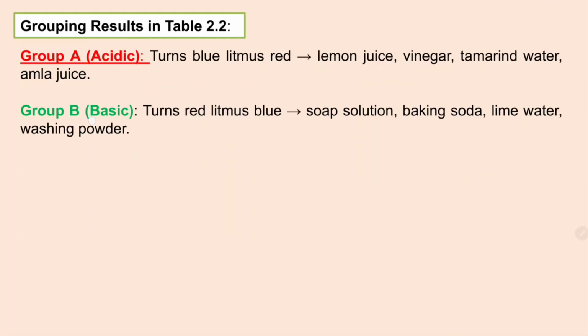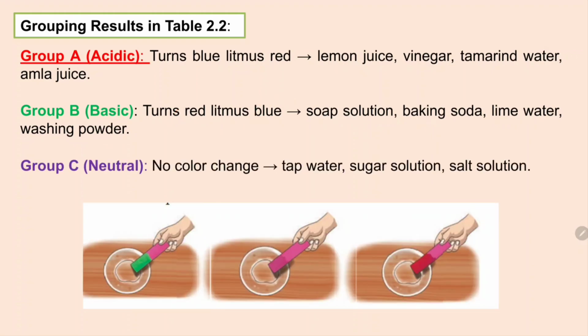In group B, it was basic. It turns red litmus to blue, red litmus paper into blue color. The soap solution, baking soda, lime water and washing powder were all categorized under group B; they were all basic in nature. Next we have group C, that is neutral, no color change: tap water, sugar solution and salt solution.